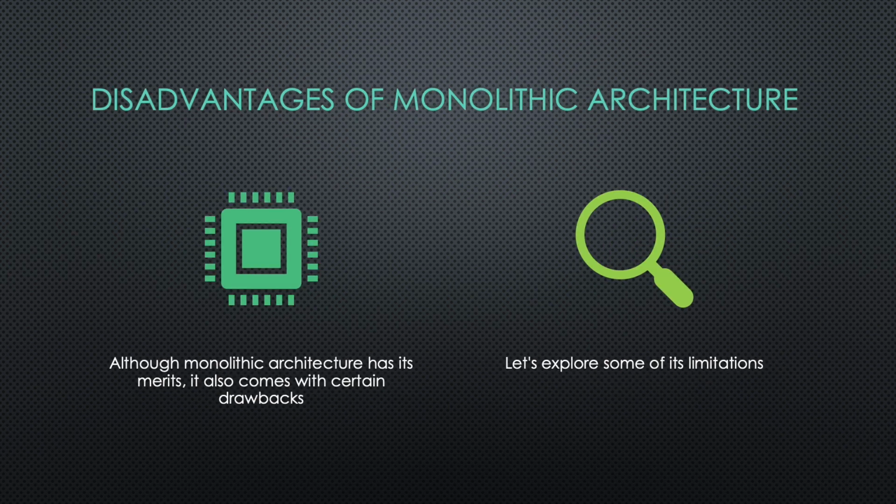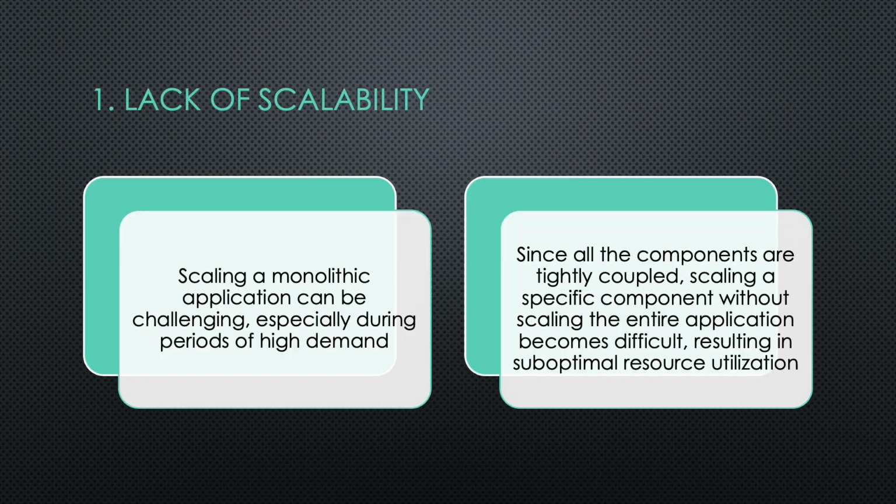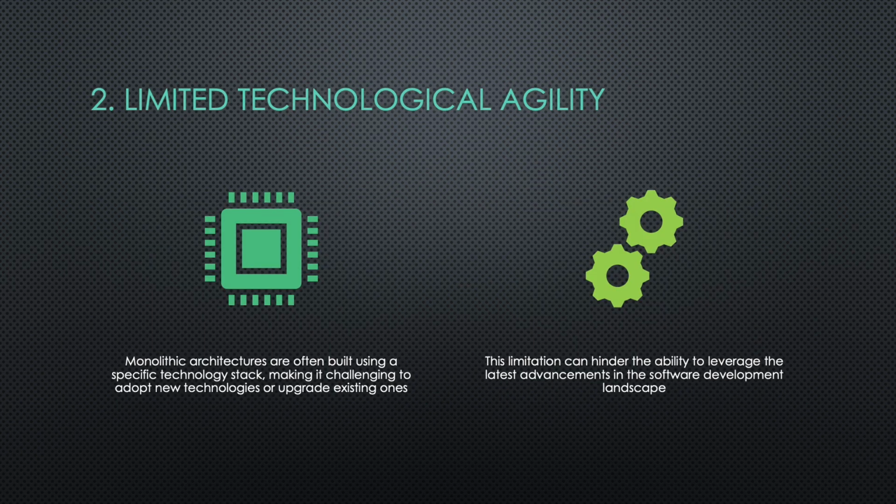Disadvantages of monolithic architecture. Although monolithic architecture has its merits, it also comes with certain drawbacks. Let's explore some of its limitations. 1. Lack of scalability. Scaling a monolithic application can be challenging, especially during periods of high demand. Since all the components are tightly coupled, scaling a specific component without scaling the entire application becomes difficult, resulting in suboptimal resource utilization. 2. Limited technological agility.